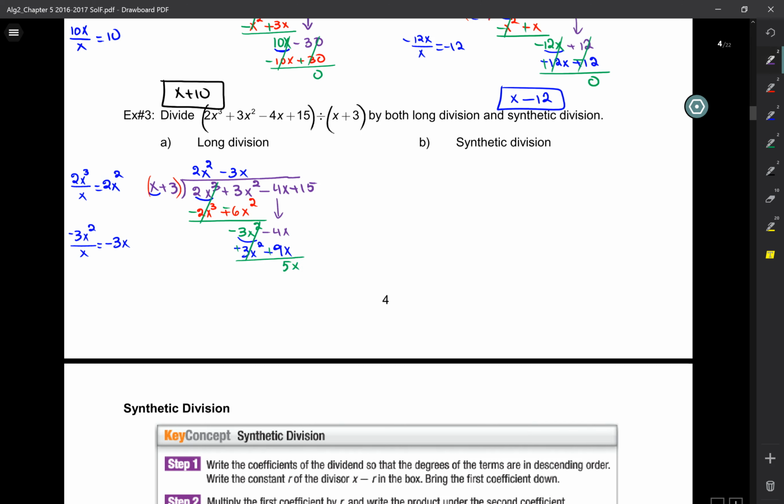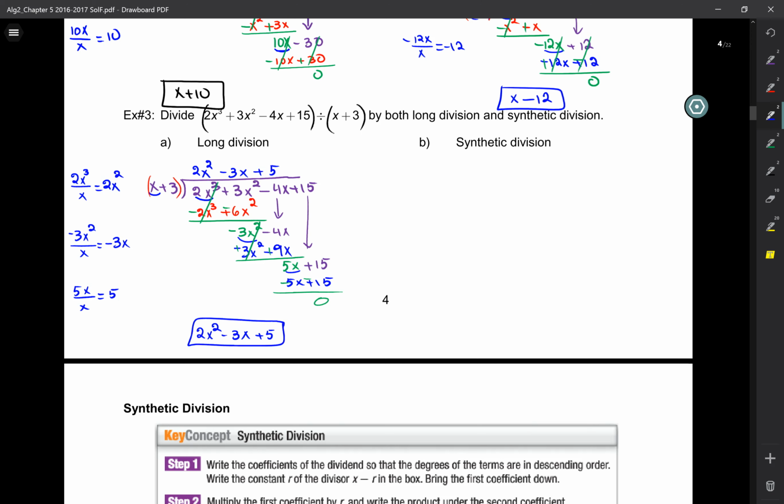Now what do I need to bring down? The 15, and it's a positive 15. So 5x over x gives me what? 5. And I get plus 5 here. Now I multiply 5 times x plus 3, and I get 5x plus 15. And when I subtract those, what do I get for my remainder? 0. So my answer is 2x squared minus 3x plus 5.